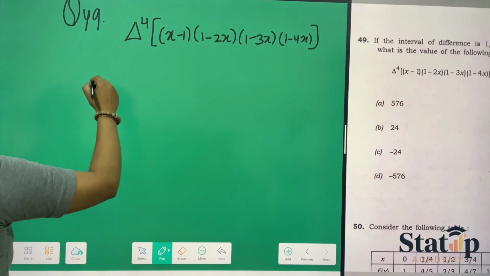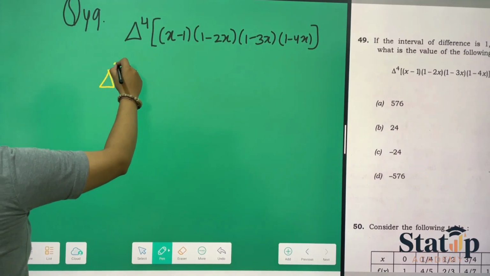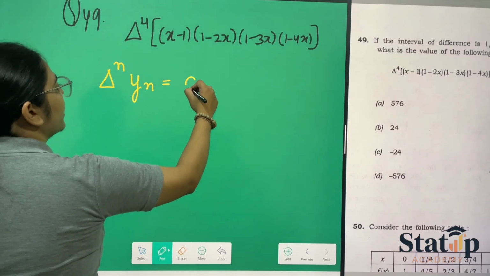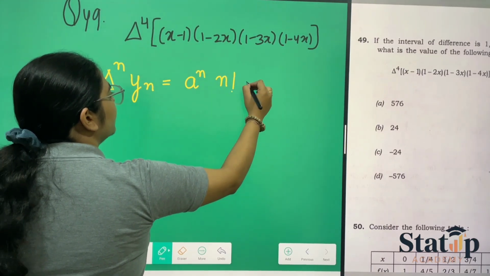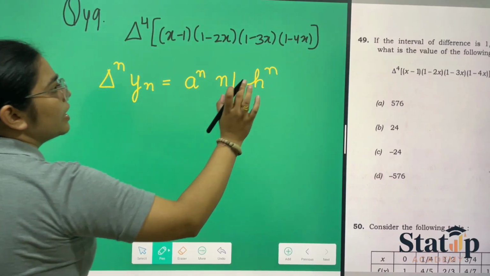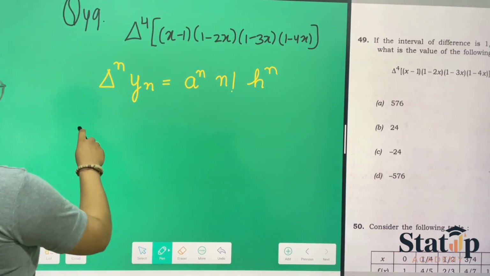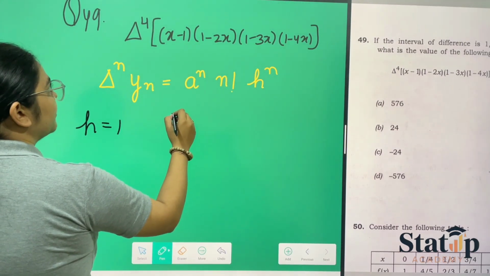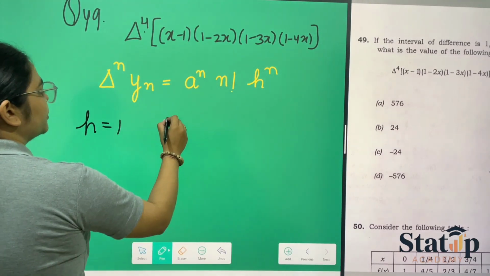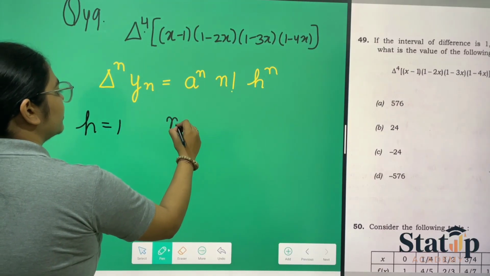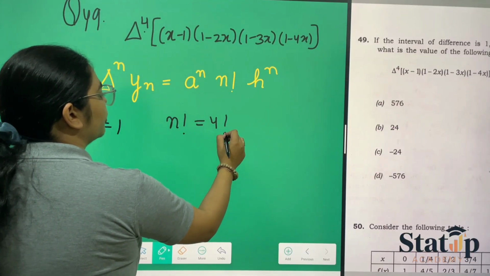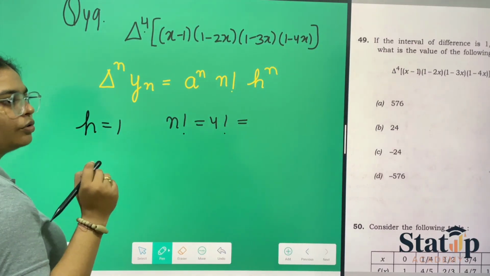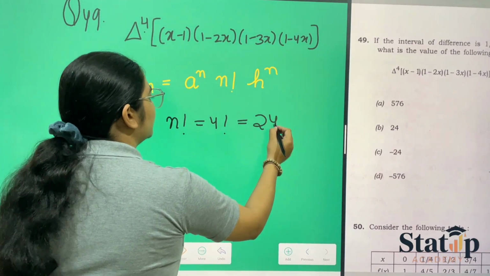The formula for delta n raised to the power y n is equal to a n factorial h raised to the power n. Now h, they have given, is equal to 1, a difference of 1. Now a n we will be calculating, and n factorial, where n is 4, so it is 4 factorial. 4 factorial we all know is 4 into 3 into 2 into 1, so 6 4s are 24. This is n factorial.